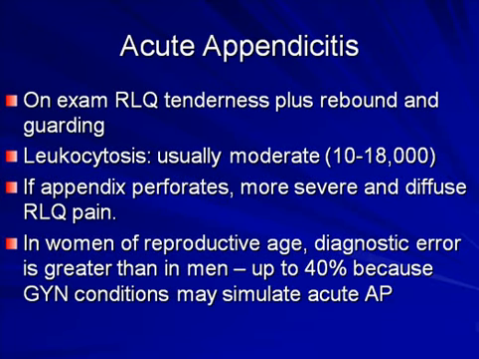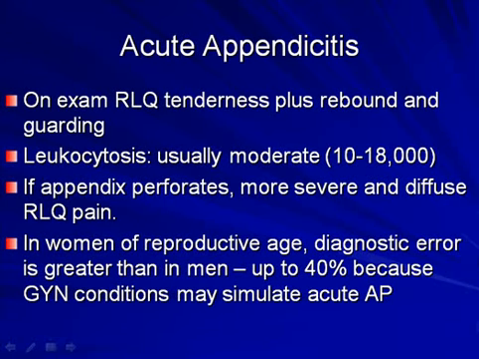If the appendix perforates, the patient will present with more severe and diffuse right lower quadrant pain, although occasionally, once the appendix perforates, the patient indicates that there is no longer severe pain. In women of reproductive age, the diagnostic error rate is greater than in men, and up to 40% of cases are misdiagnosed because gynecologic conditions may simulate acute appendicitis.